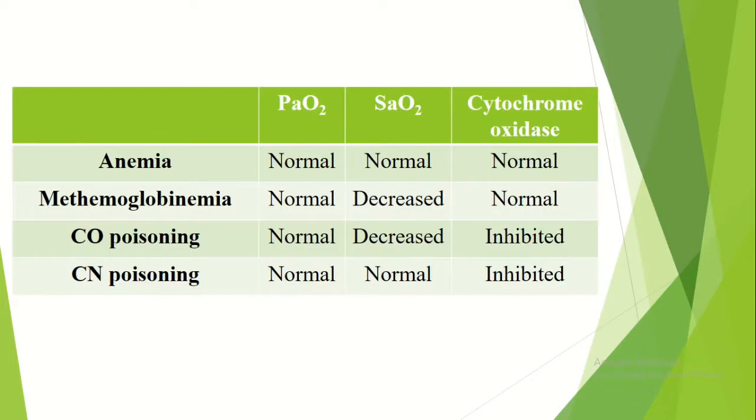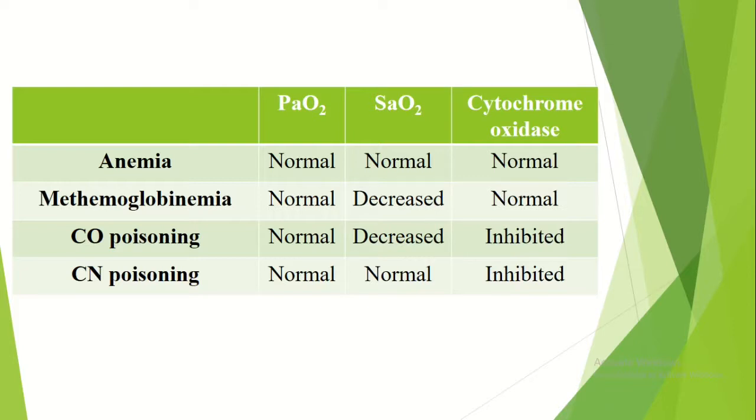Okay, lastly, we're going to compare anemia, methemoglobinemia, carbon monoxide poisoning, and cyanide poisoning. In anemia, the partial pressure of oxygen in the arterioles is normal. The oxygen saturation is normal, but the amount of hemoglobin that is available to carry oxygen is reduced, and this is going to result in a reduction in the oxygen content. And the cytochrome oxidase is normal in anemia.